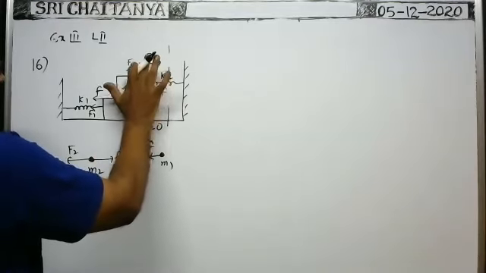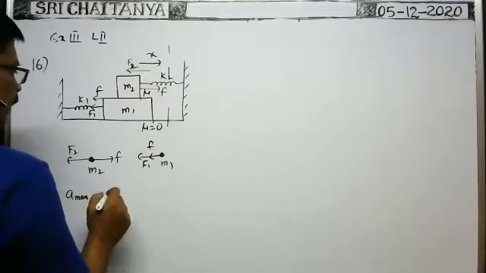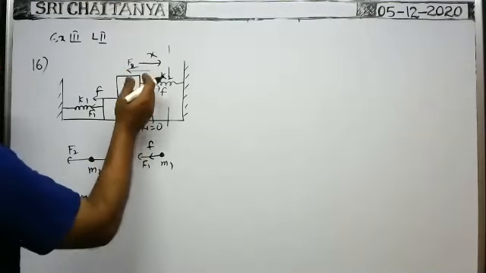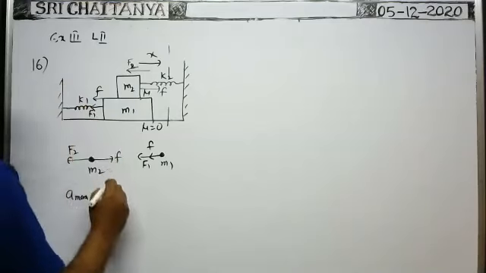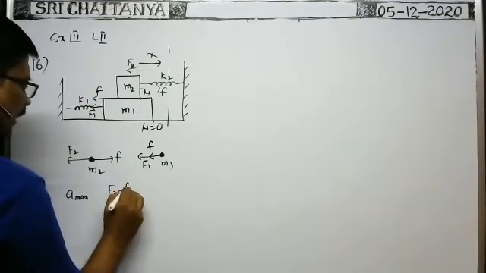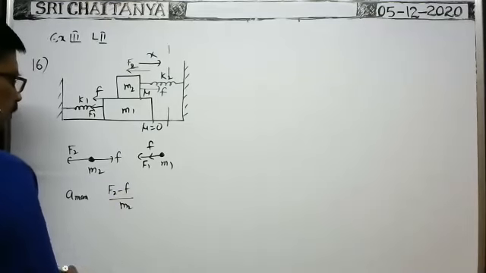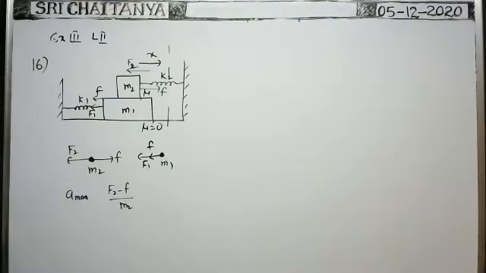Whenever it is having a displacement x, then what is the acceleration formula? Acceleration of this block: as these blocks move in this direction, F2 minus F is the net force acting on this block, divided by the mass of that block M2. So that is the acceleration of the upper block.